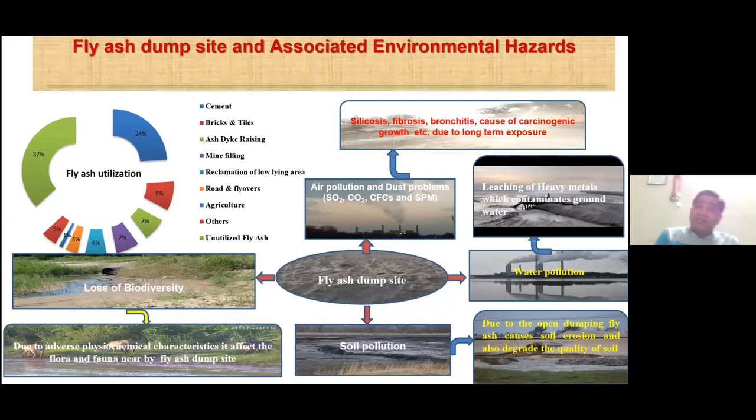So friends, fly ash dump sites are associated with environmental hazards. Just you can see if such dust is spread, it can cause silicosis, fibrosis, bronchitis, cancer growth, etc., due to long-term exposure. So it can create air pollution, dust problem, as well as leaching of the heavy metals into the groundwater, soil pollution, loss of biodiversity, as well as water pollution. So it can create a lot of problems.